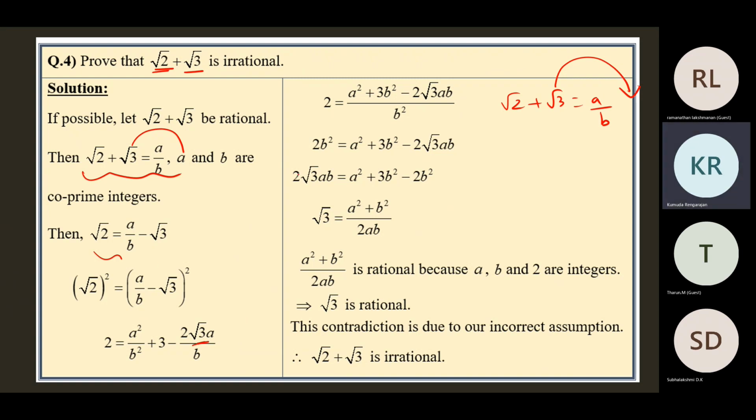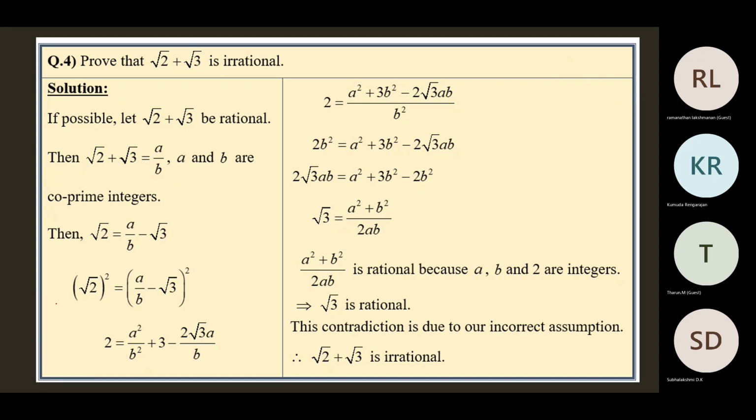So now you should continue working, and make sure that you have only root 3 on one side and the integers on the other side. Then it's easy to argue with your statements. If possible, let this be rational, so that means it's equal to a by b. Transpose either root 3 or root 2. I've taken root 3 to the other side. Then you should square on both sides. The importance of squaring is that in the next step, you have only one irrational, that is root 3.